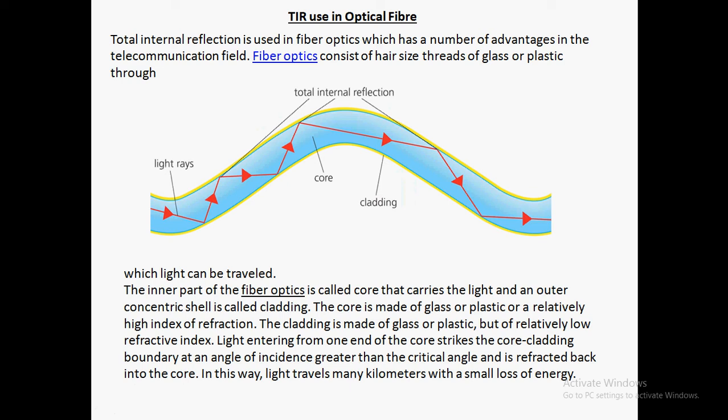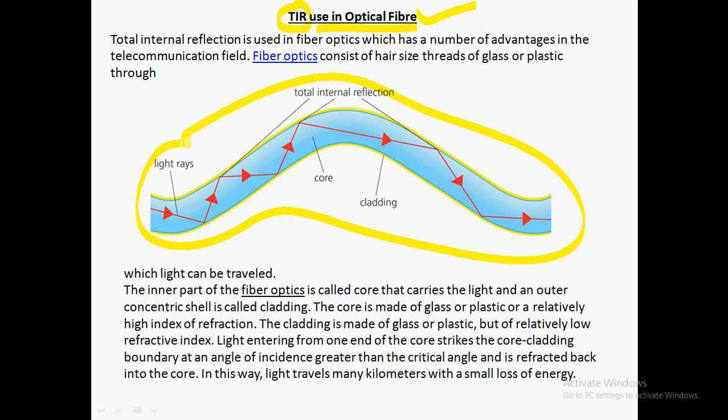Let's have one more small example: total internal reflection used in optical fiber. What do you mean by optical fiber? As we have internet connections through cable connection, in that cable how are the electromagnetic waves passing, how are the light rays entering? This is the diagram where we can see how the light is entering.